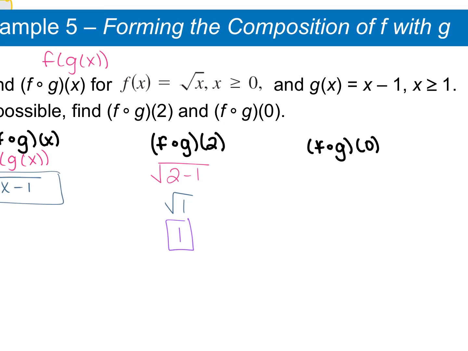For f of g of 0, again, we're going to use that f of g of x, and we're going to plug in 0 for that. So we're going to have the square root of 0 minus 1, which is the square root of negative 1, which is i.